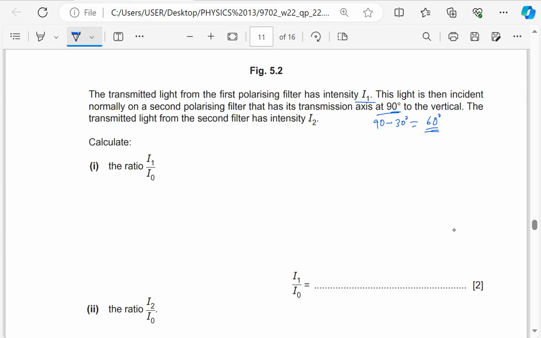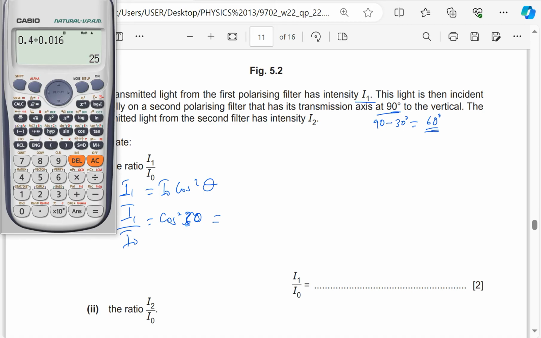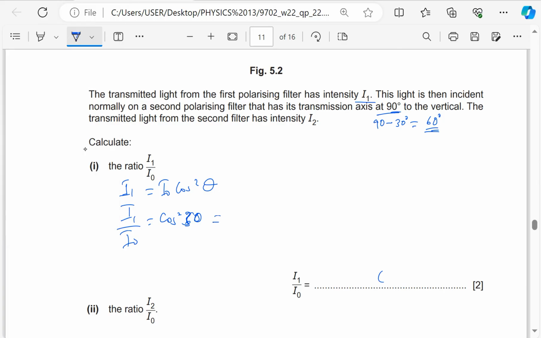So I1 is equal to I naught cos squared of theta. I1 over I naught is going to be equal to cos squared of theta, which is 30, since initially it is 30 degrees. So we have cos of 30, squared, which is 0.75.